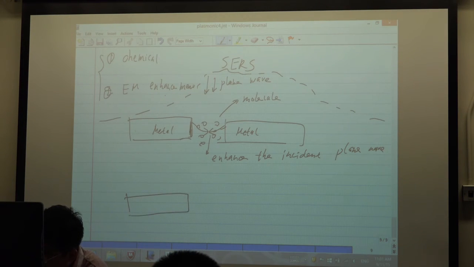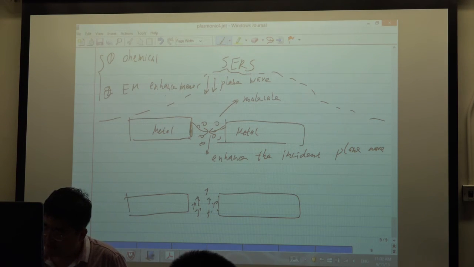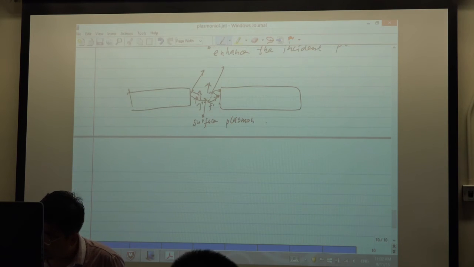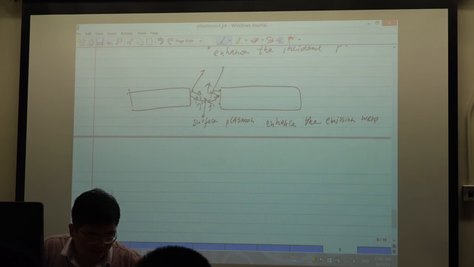Another, the incident wave will excite this. Inside this molecule, it has a dipole. It will emit Raman scattering. This dipole, when it emits, it can also be enhanced. How? This emission wave also excites the surface plasmon. They enhance again. So they also enhance the emission wave. This kind of process maybe has two different natures: one is enhancing the incident wave by the plasmonic effect, another is enhancing the emitted wave.